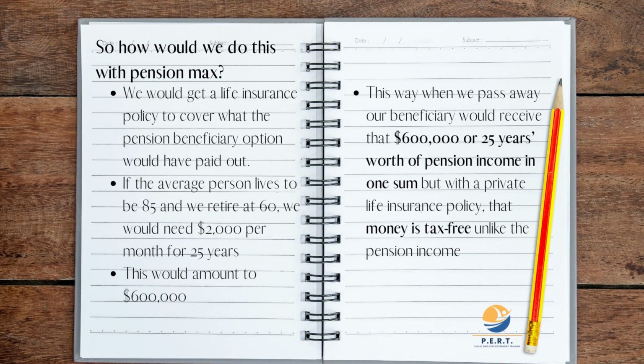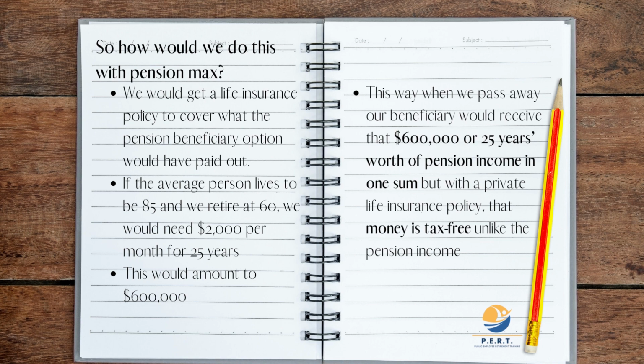Let's say we were wanting to leave that 50% of our pension income to a beneficiary as mentioned above. The state pension plan was going to pay our beneficiary $2,000 per month of taxable income upon our passing. We would get a life insurance policy to cover what the pension beneficiary option would have paid out. So if the average person lives to be 85 and they retire at 60, we would need $2,000 per month for 25 years. This would amount to $600,000.